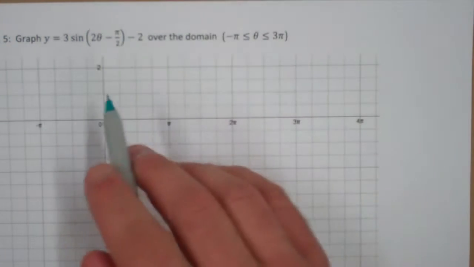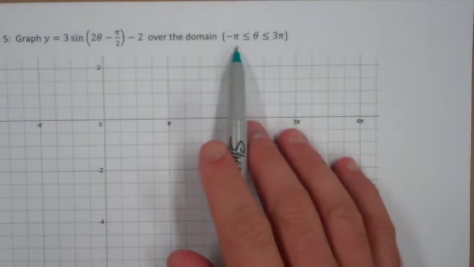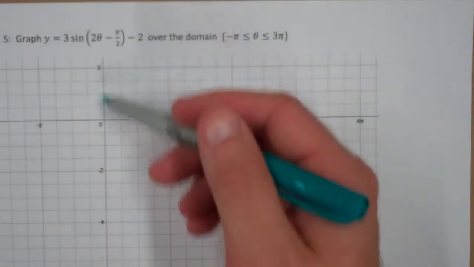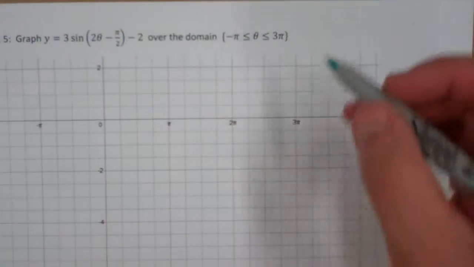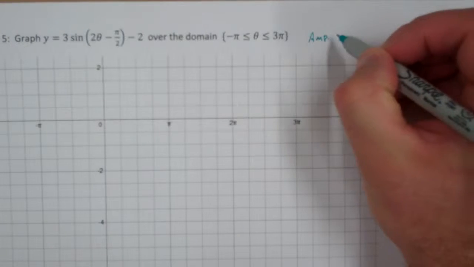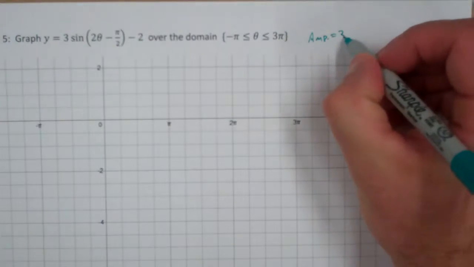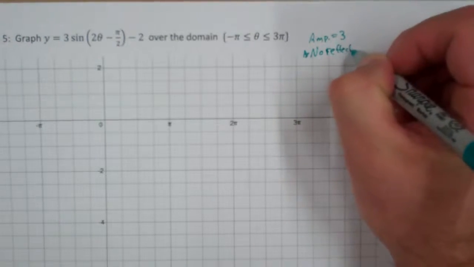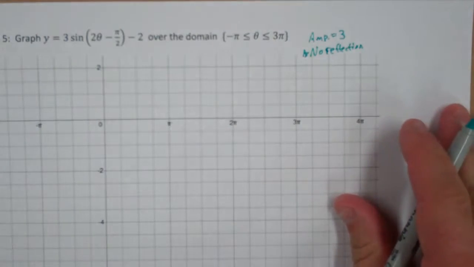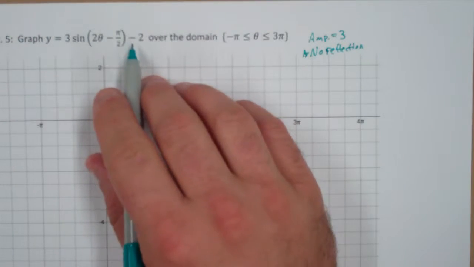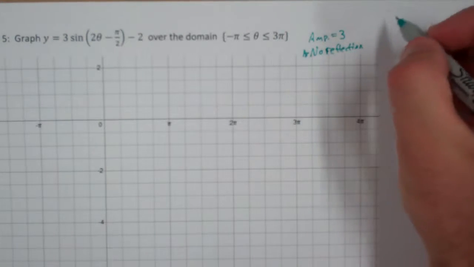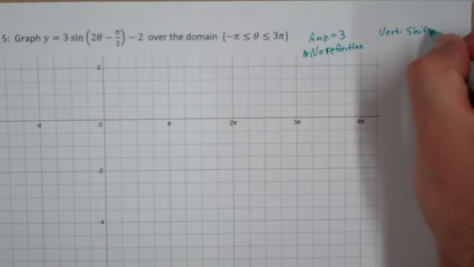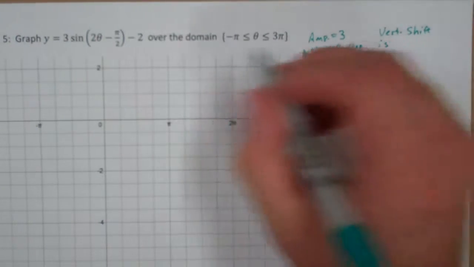We already have our negative pi to 3 pi here, so we don't have to worry about that or the labels. What we do need to figure out though is the amplitude, and that's 3, and I'm going to put a little star, no reflection, because it's positive. We can go right down the line, or you can do the vertical shift down 2. It doesn't really matter. We'll put those together because we're going to do those first. So the vertical shift is down 2.